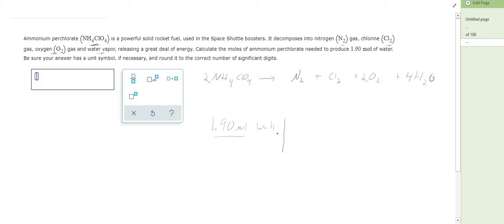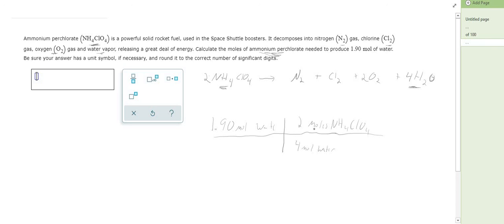Okay, so I have to look at my stoichiometry here, and I can see that I have to calculate ammonium perchlorate. So I can see in here that for every 4 moles of water, I would consume or decompose 2 moles of ammonium perchlorate. And so let's go ahead and put that stoichiometry in there. So I have 4 moles of water, or H2O, I should have written, for every 2 moles of ammonium perchlorate. Okay, so it's just a simple stoichiometry problem.